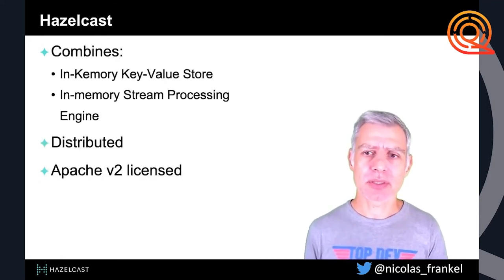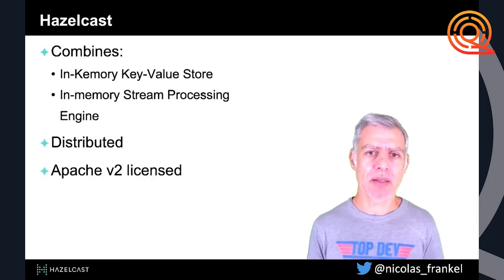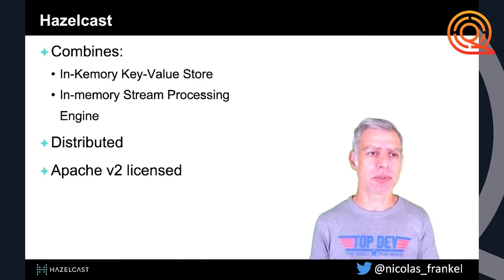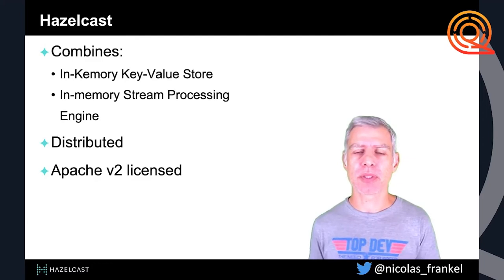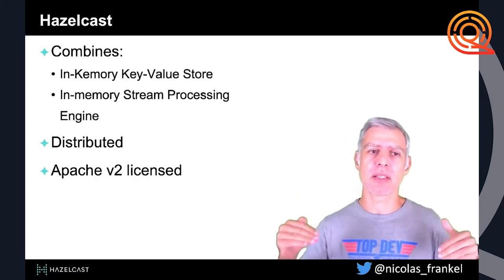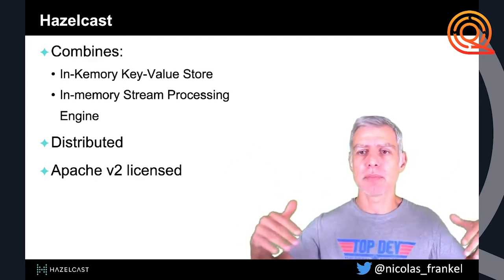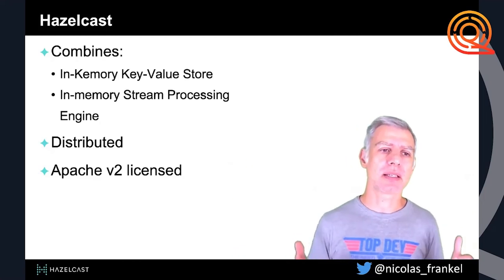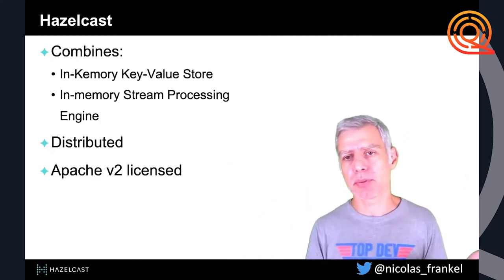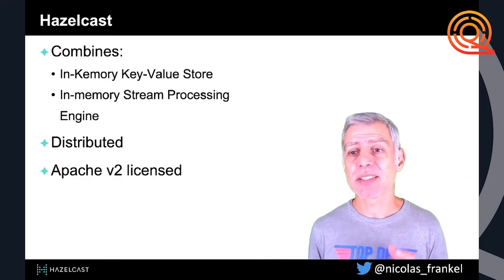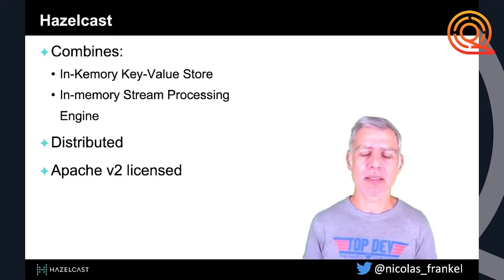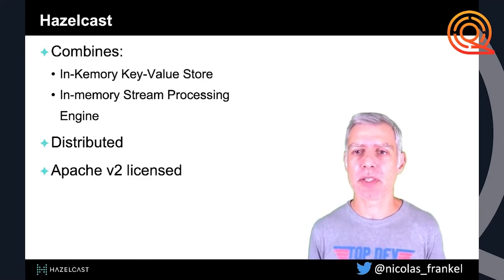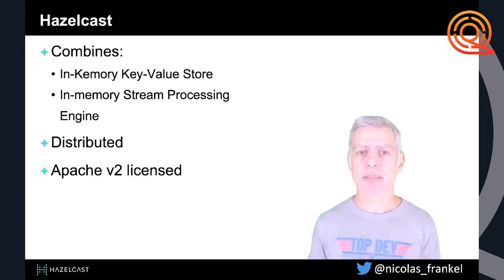Now I will very quickly introduce Hazelcast. As I mentioned, we have two capabilities. The first is an in-memory key value store, an in-memory data grid. The second is an in-memory stream processing engine. It's distributed by design, and again, it's licensed under the Apache 2 license.